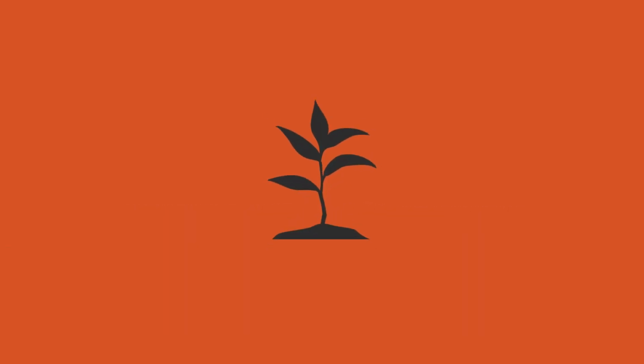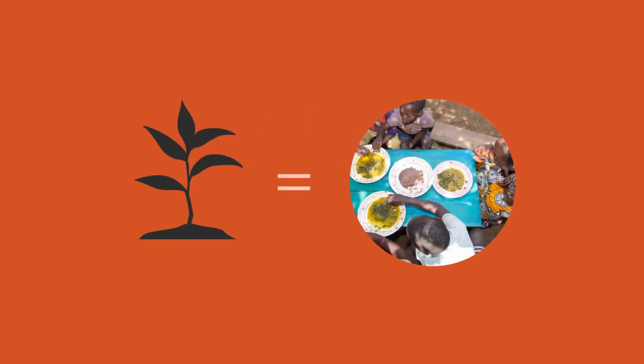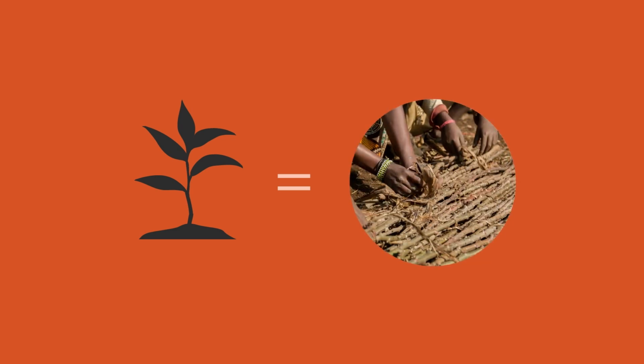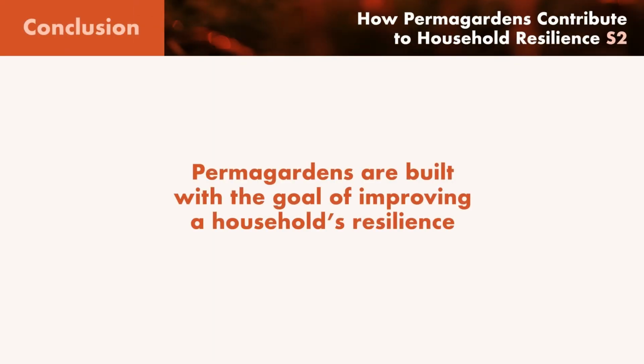Meeting the basic needs of plants is the first step in ensuring they remain healthy so they can provide us with food, income, and other basic necessities. We will continue to think about this throughout the course. As you learn more about Permagardens, think about how they could be used to solve the problems you see in the communities you serve. In conclusion, Permagardens are built with the goal of improving a household's resilience.